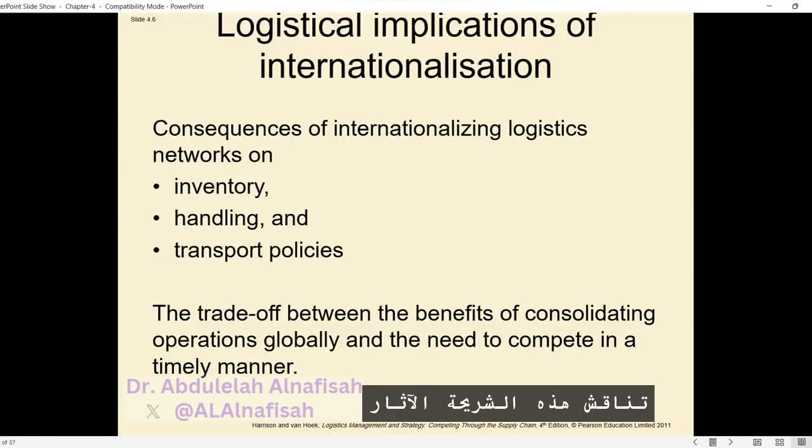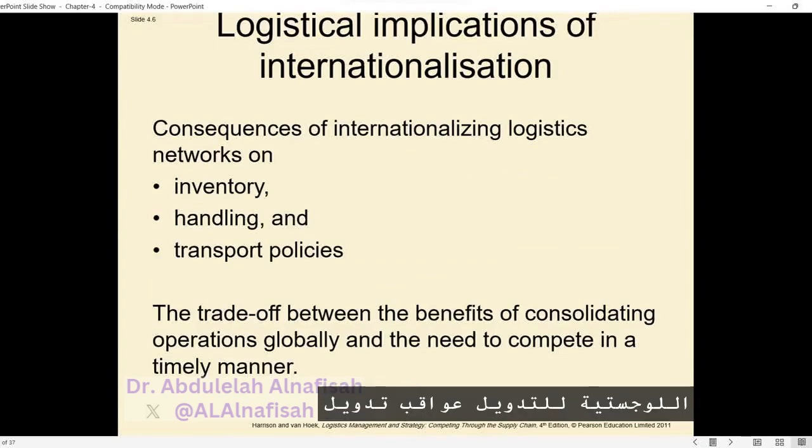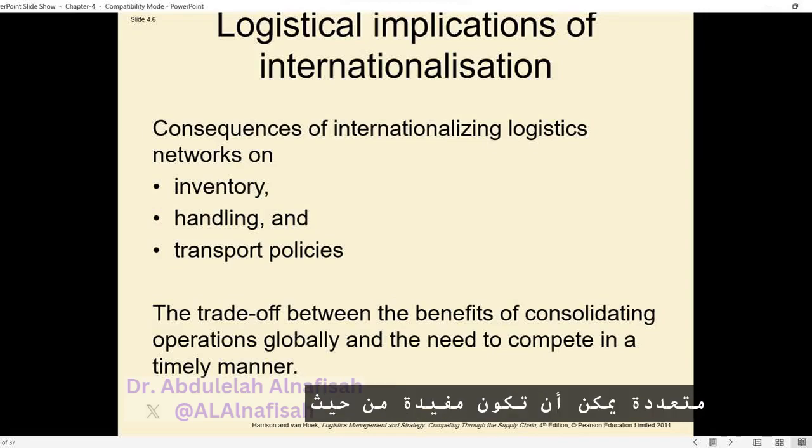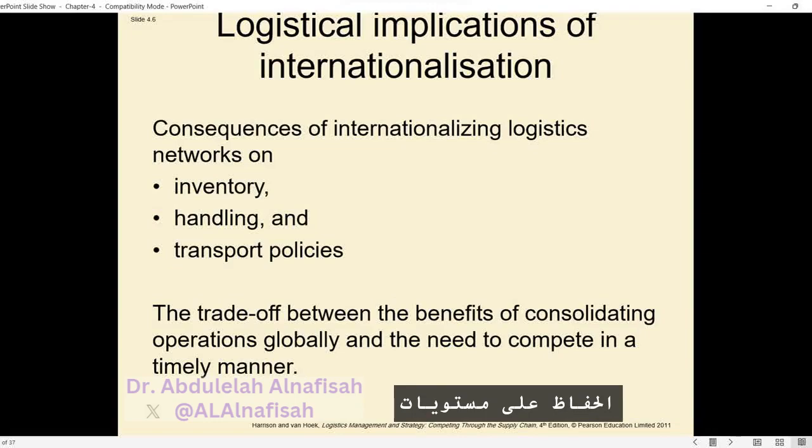Logistical implications of internationalization. This slide discusses the consequences of internationalizing logistics networks on inventory, handling, and transport policies. 1. Inventory. Centralizing inventories across multiple countries can be advantageous in terms of reducing inventory holding costs and maintaining optimal inventory levels, especially for high-value products.